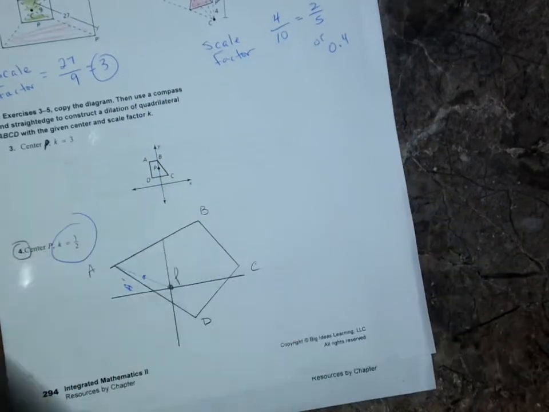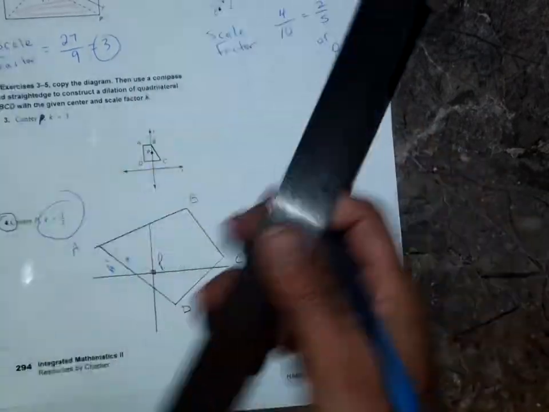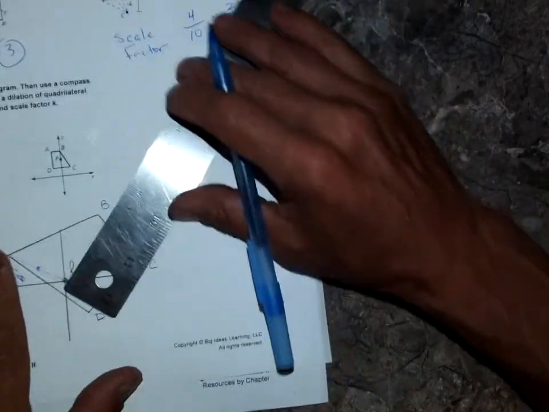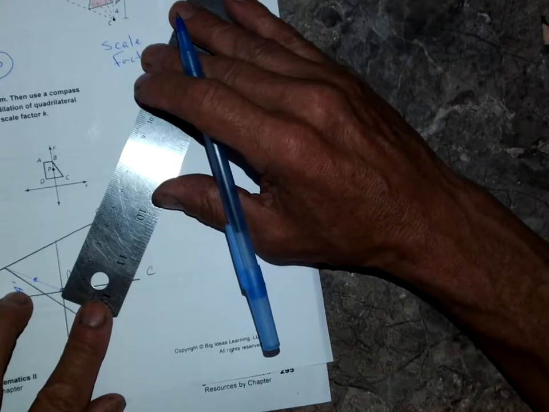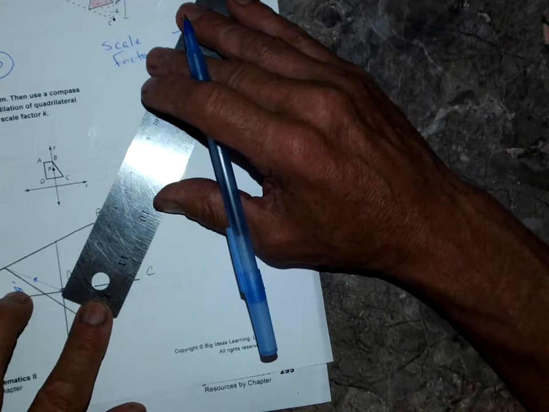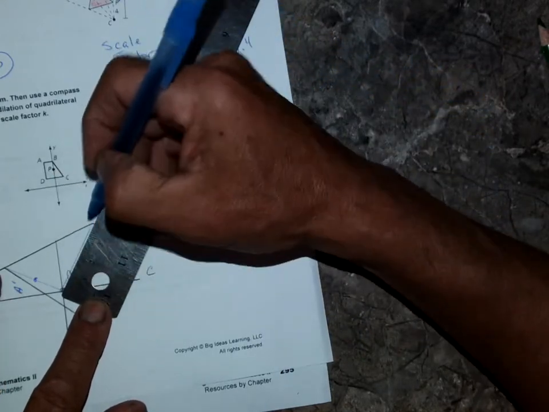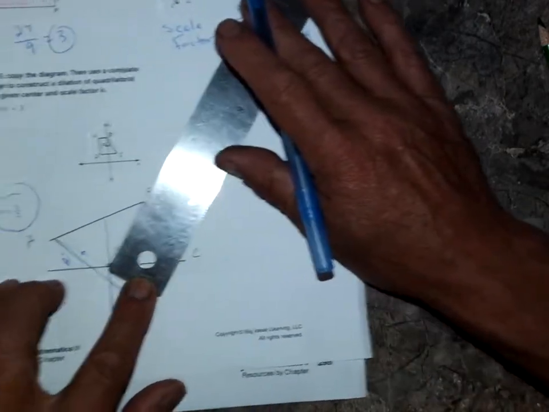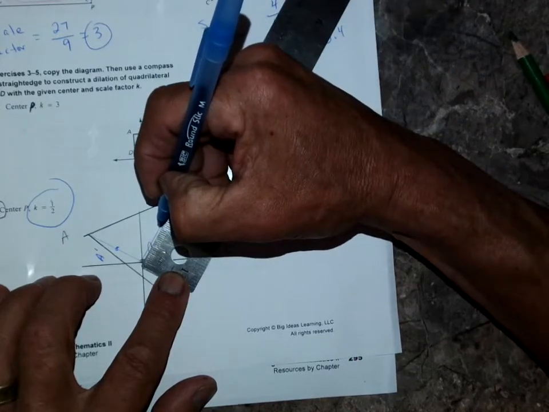Okay, let's measure PB. This is easy to do. I go from 1 to about 4, well, about 3.8. So we'll take half of 3.8, which is about 1.9. So we go from P to B, half of that, because we want a scale factor of 1/2. Half of that would be about 1.9, right about there.